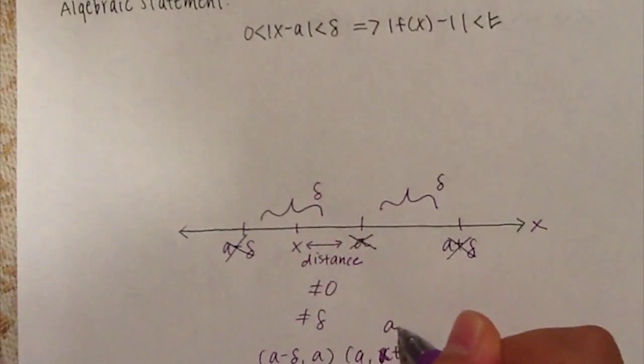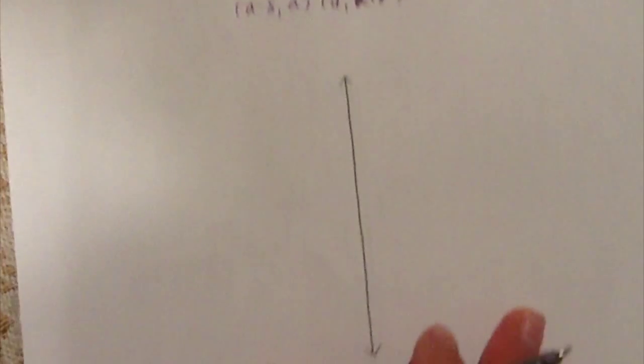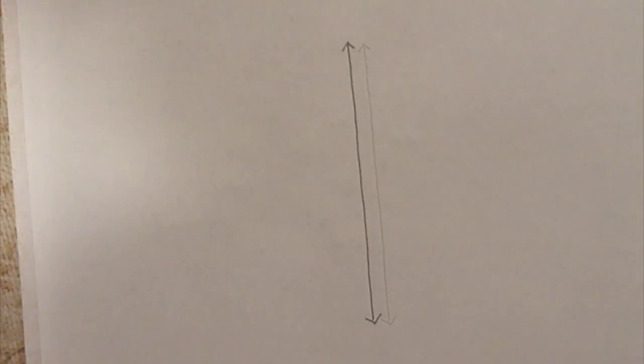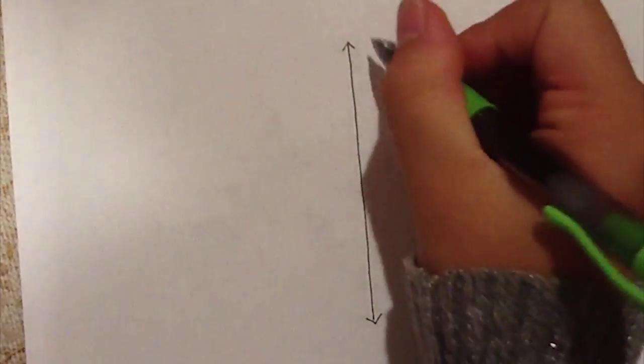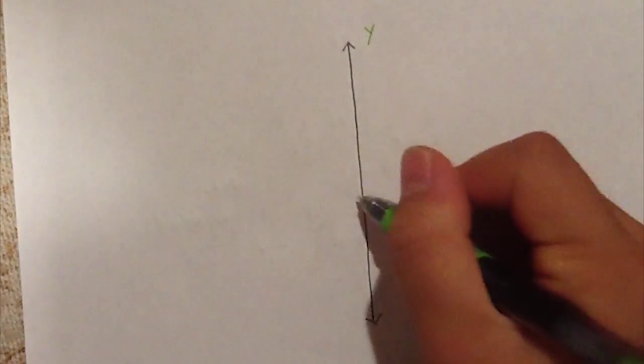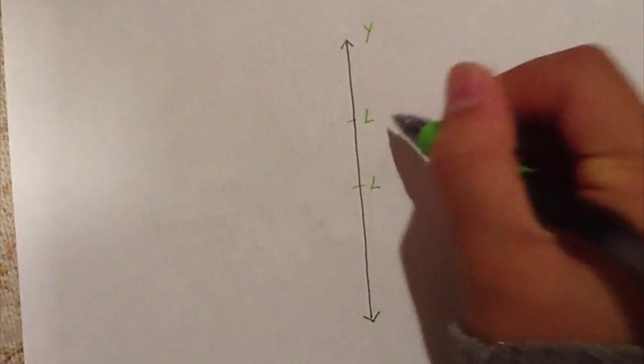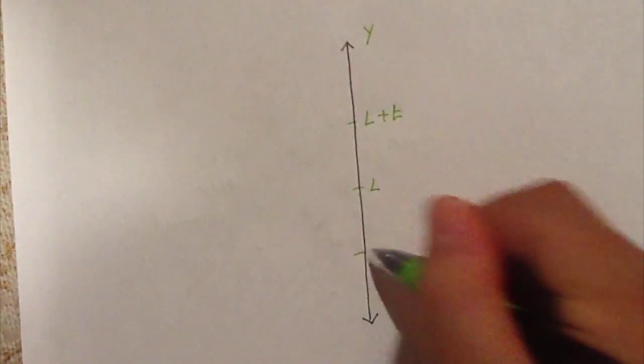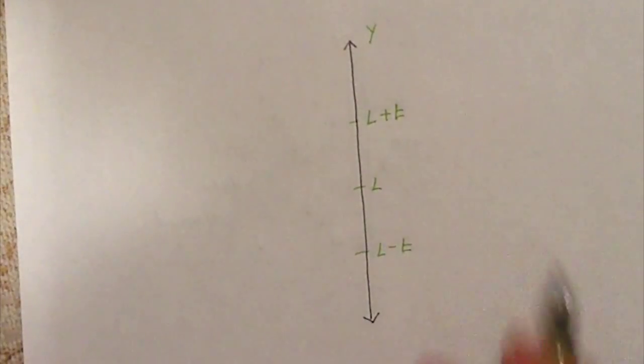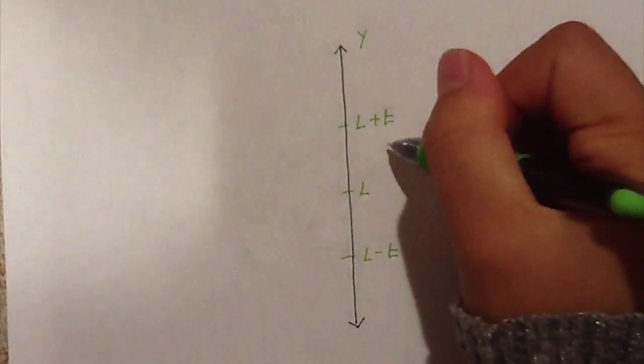If we do follow this guideline, we can be guaranteed an f of x value in range. So now let's blow up the y-axis. Here's L. Here's L plus epsilon, and here is L minus epsilon. And the distances here are epsilon.